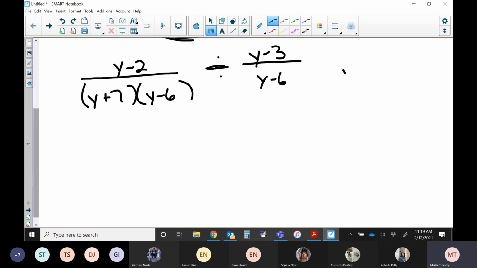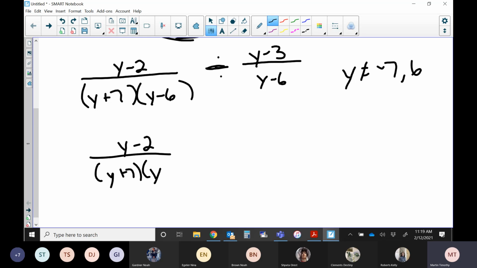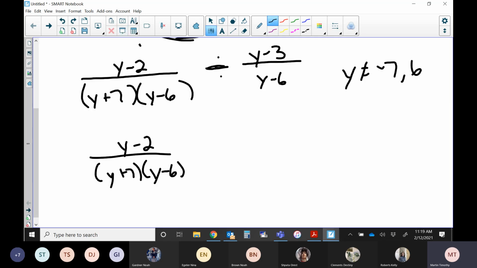Technically, I should be thinking about the exclusions, so y can't equal -7 or 6. The book doesn't seem like it's caring about the exclusions as much in this section. It really should. Then y minus 2, I keep the front one. We do not divide fractions, so I keep my front one. Keep, change, and flip. So this becomes multiplication, and we have y minus 6, and we have y minus 3. And technically, y can now not be 3 either.